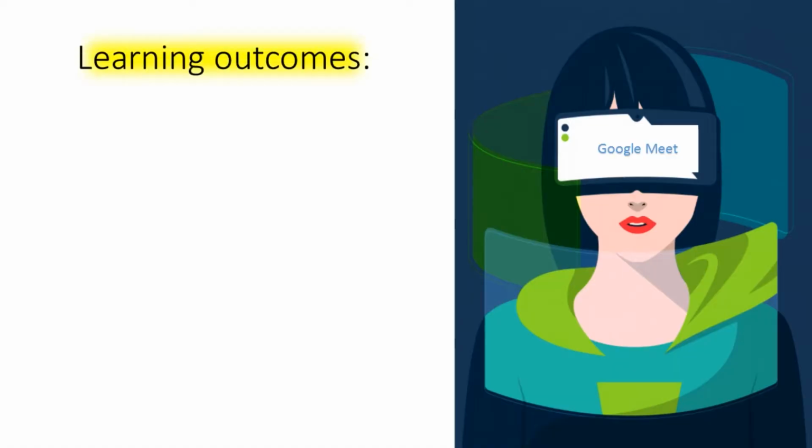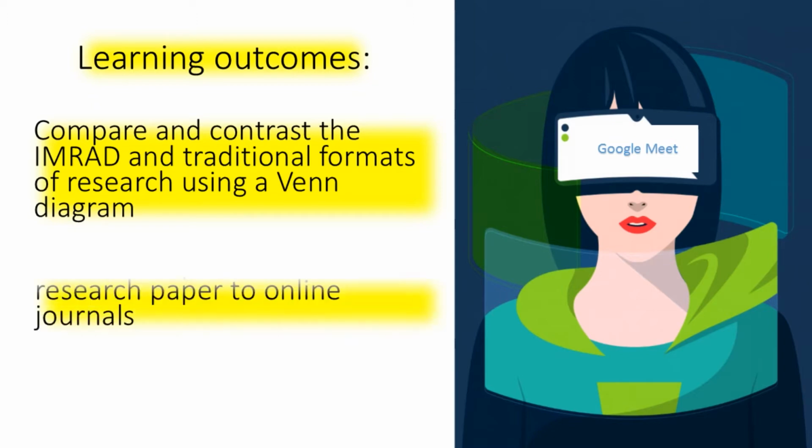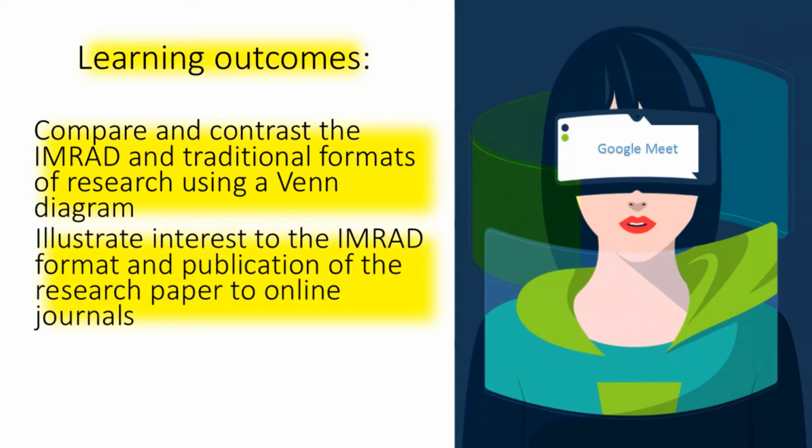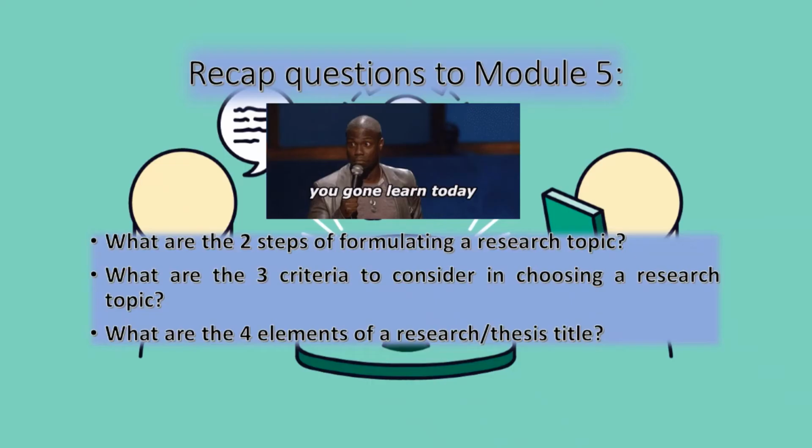At the end of the lesson, you must be able to, first, compare and contrast the IMRAD and traditional formats of research using a Venn diagram. Second is to illustrate the IMRAD format and publication of the research paper to online journals. Last but definitely not the least is to identify which section of the IMRAD format each statement belongs. Exciting, right? Let's now start our lesson.